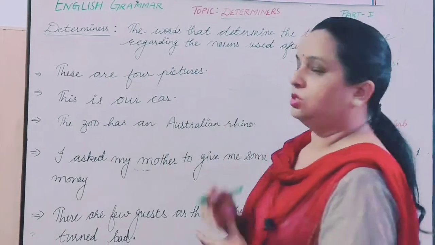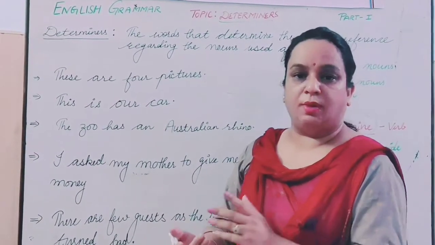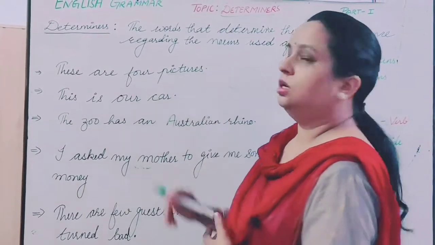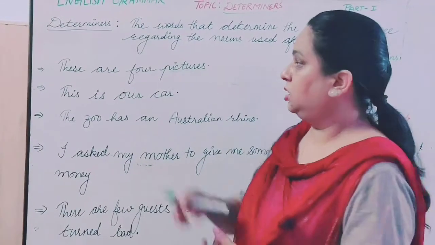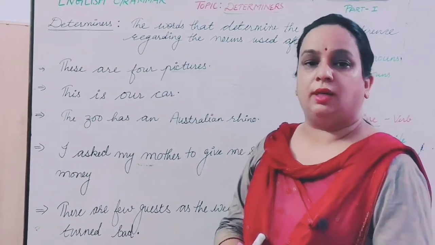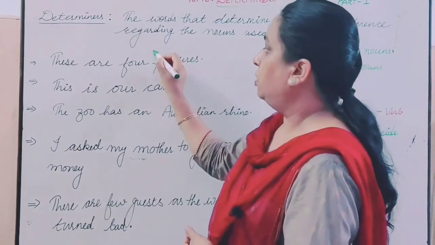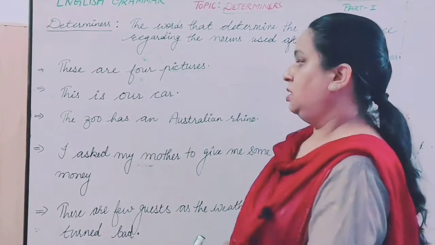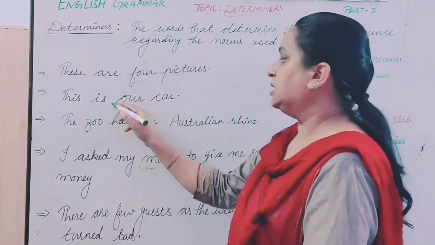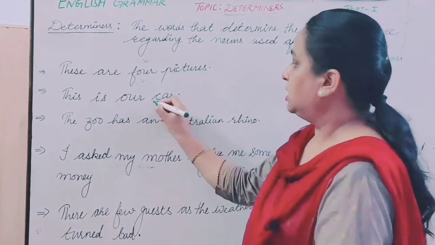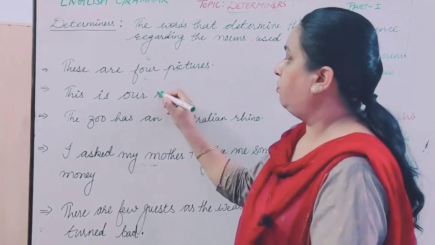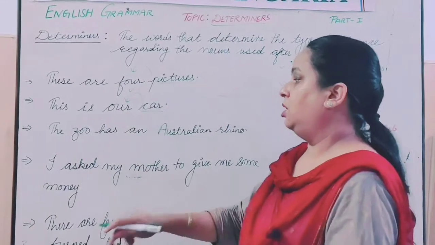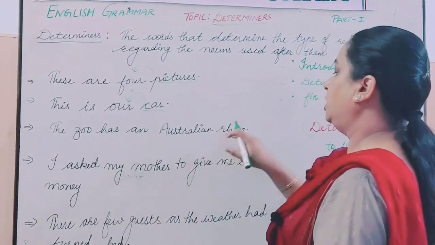These are 4 pictures. Now as it is determining, it is fixing the nouns. So what do we have to see first? The nouns. What is the noun in this first sentence? That is the picture. Clear? Now the word before that is known as a determiner. See the second sentence also. This is our car. So this car is a noun and the word before that is our, which is also working as a determiner.